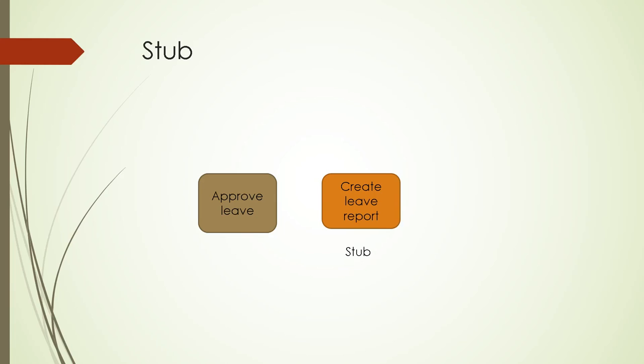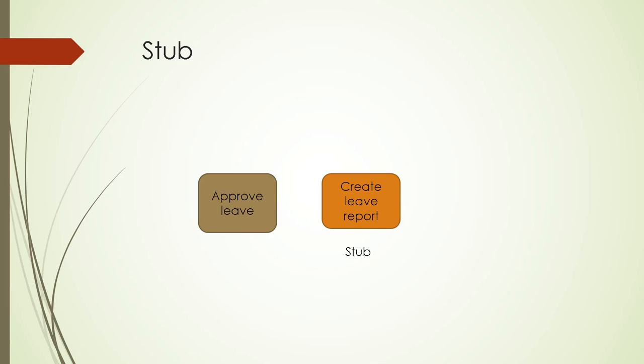Again we are going to take the same example of the leave management system. In this example, once the leave of that particular employee is approved by their manager, the leave status can be seen in the leave report. But as the create leave report module is not implemented yet, the stub is going to be used here. So we need to create a dummy implementation of the leave report, that is the stub. So this is how the top down approach is used.